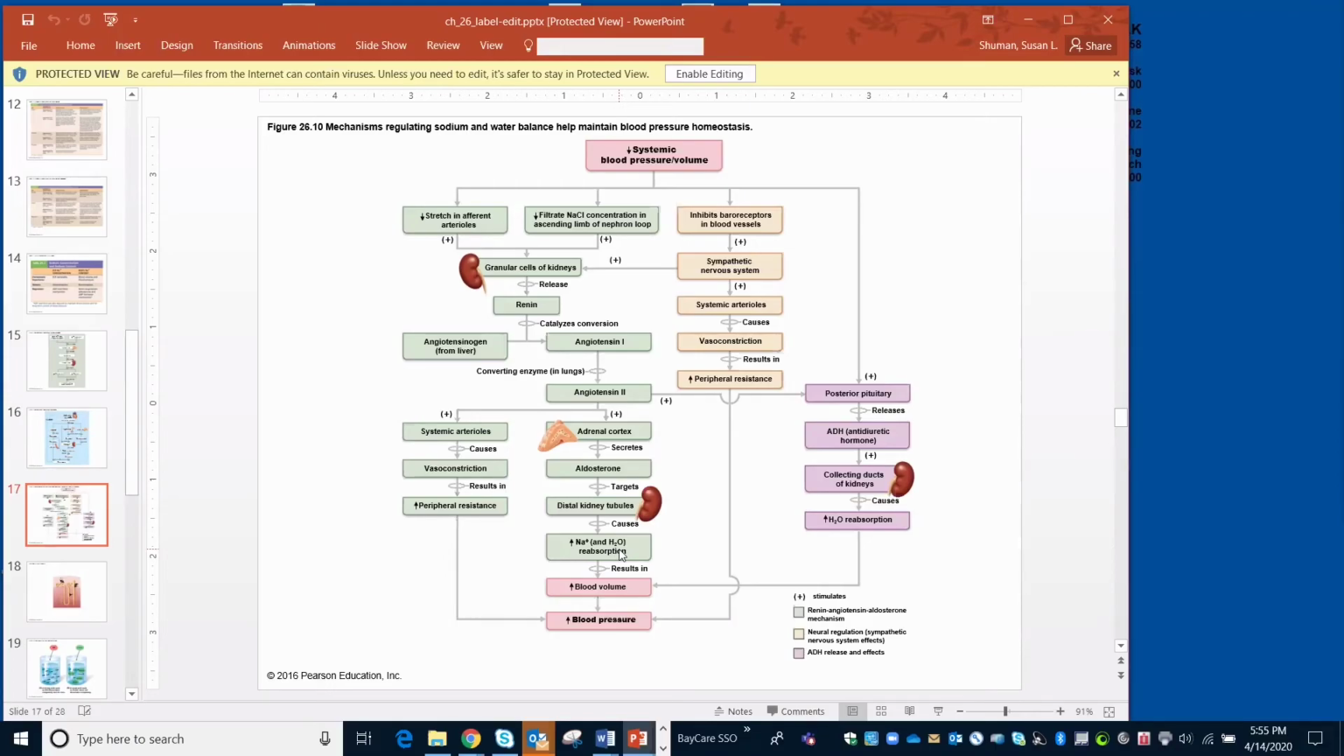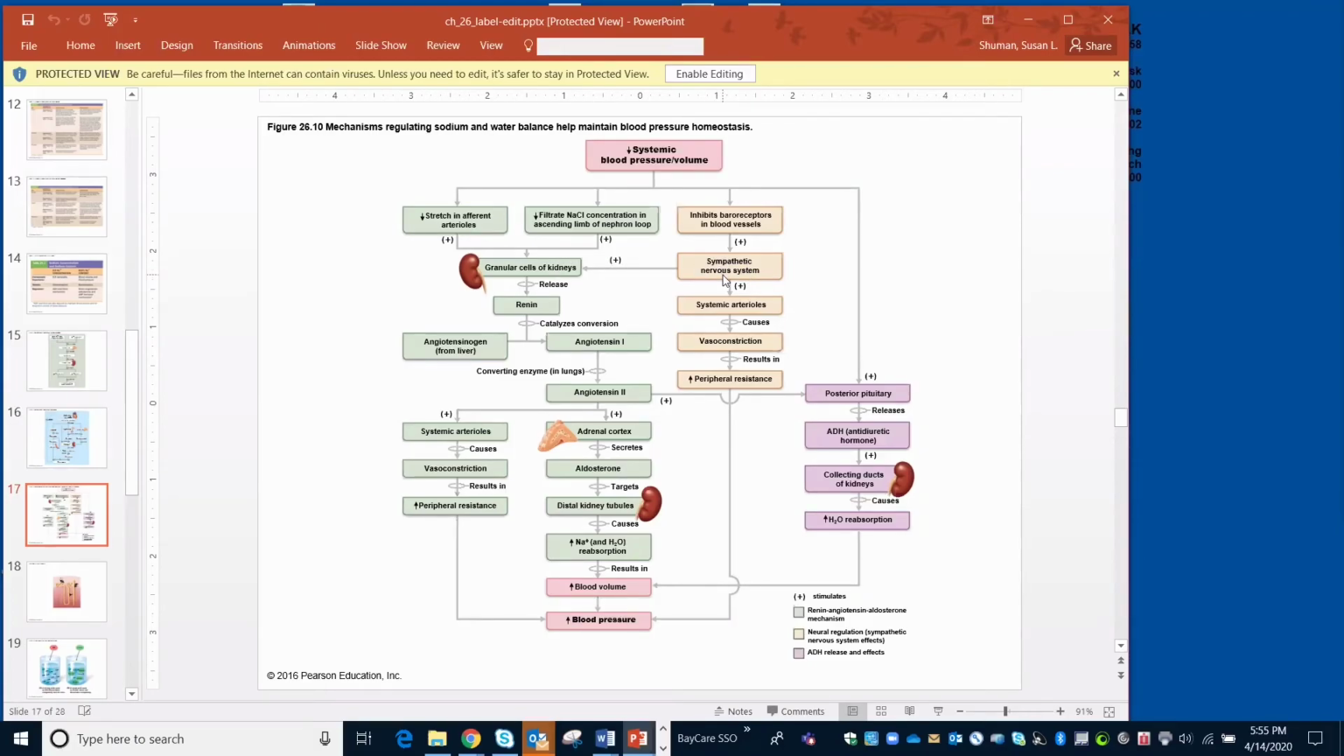ADH lets the water follow the sodium and your blood volume goes up. So does your pressure. And if my pressure has dropped, my baroreceptors are saying, oh my, the pressure is kind of low. Those sinuses in the aorta and the carotids are saying, oh dear. So the sympathetic nervous system is going to talk to the kidneys.